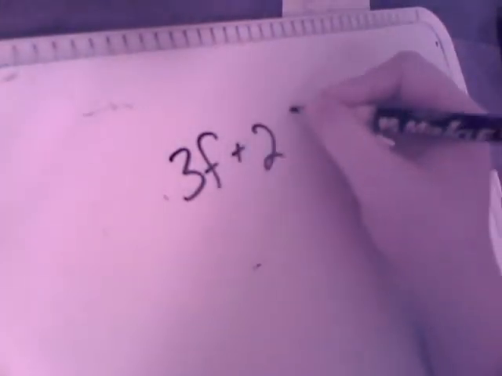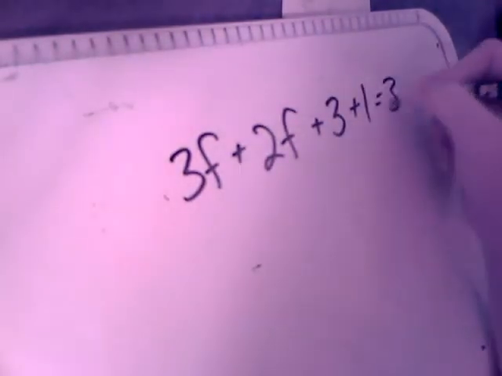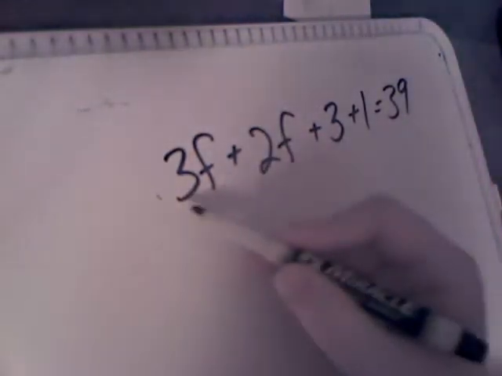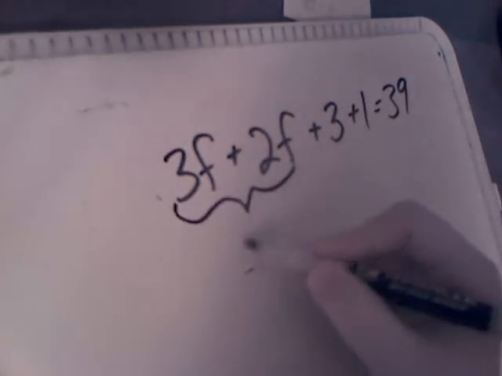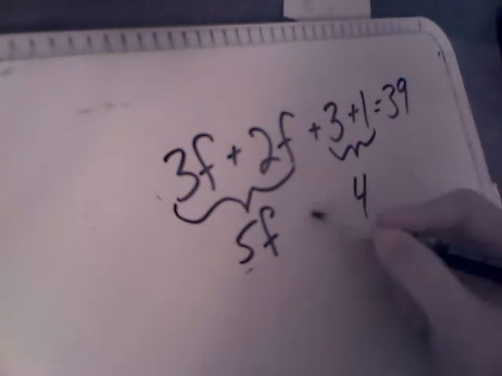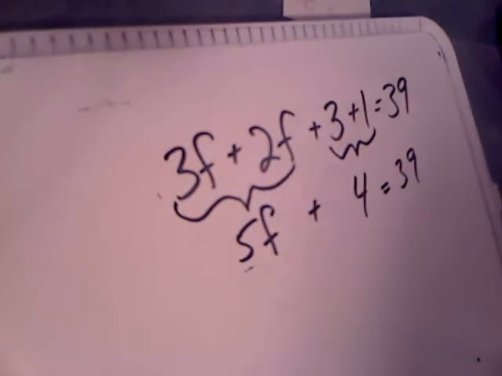Let's take a look at one more thing. Maybe more than one more thing. Two things. If I have an equation that looks like this, the first thing I want to do is simplify things. I want to make things easier to look at. So I want to combine 3f plus 2f into 5f, and 3 plus 1 equals 4. Now I have 5f plus 4 equals 39.